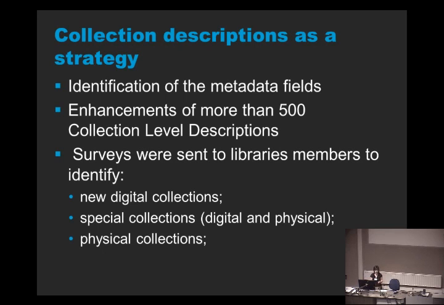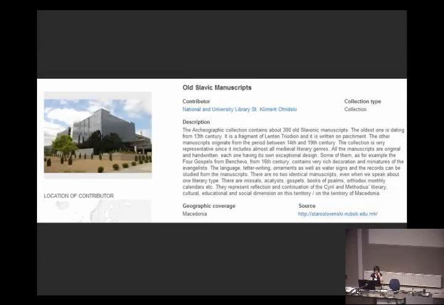Then what we do is publish them on our portal. For example, this one is a collection of Slavic manuscripts, which is not digitized. So you have this kind of rich description, and then you just have a link to the original website of this library, because we can't go further, but at least you have this description of what is in there, what the time coverage is, the geographical coverage, etc.